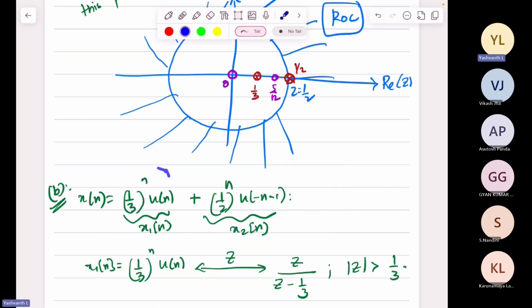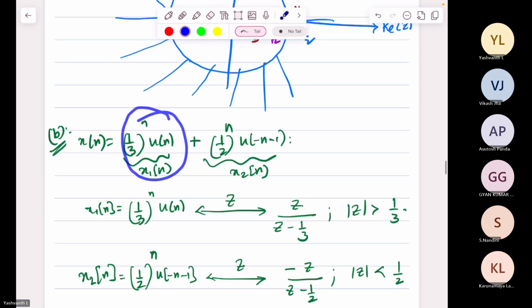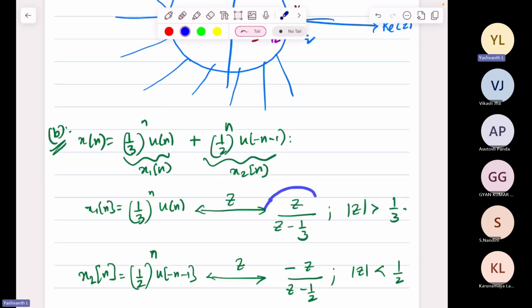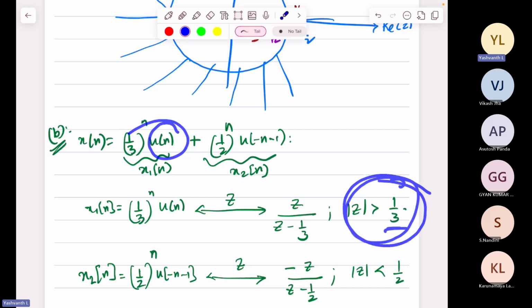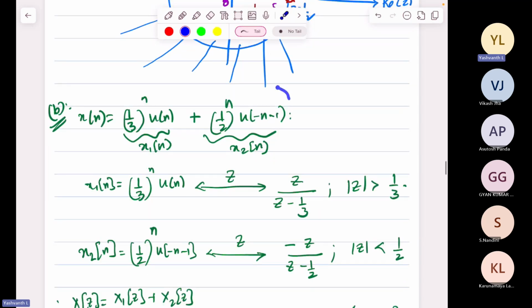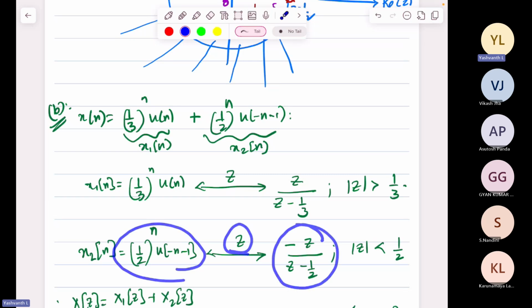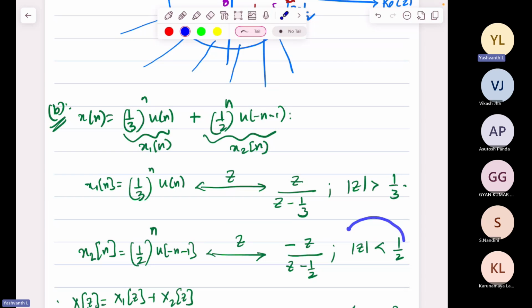(1/3)^n u[n] has a Z transform z/(z - 1/3) with |z| > 1/3 as the ROC. That's because it is a right-sided signal, so it's the exterior part of the circle |z| = 1/3. Now the second signal, (1/2)^n u[-n-1], you can show that the Z transform comes out to be -z/(z - 1/2). This will have the ROC |z| < 1/2.